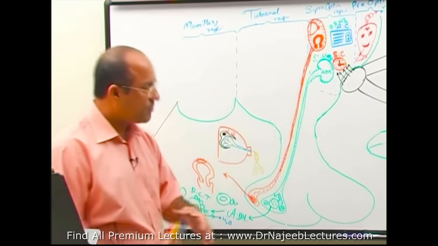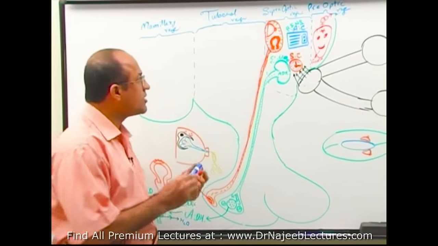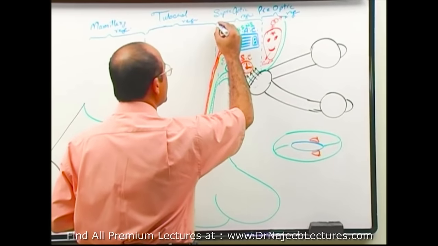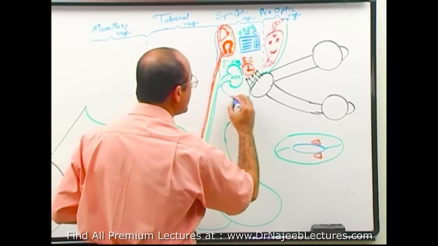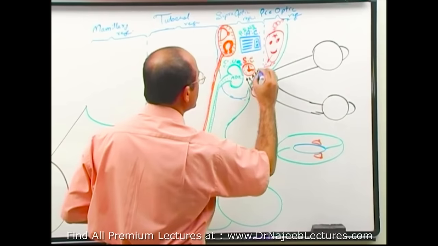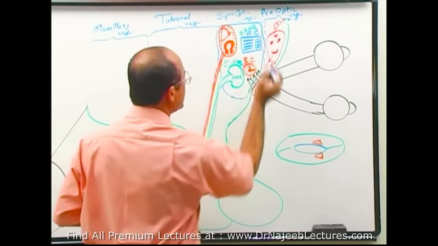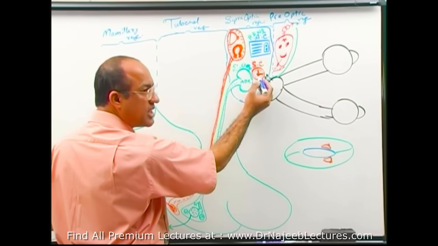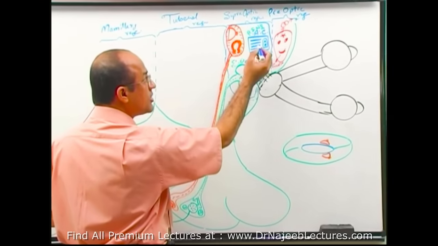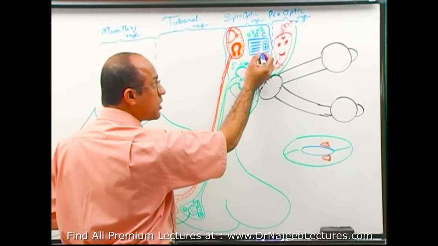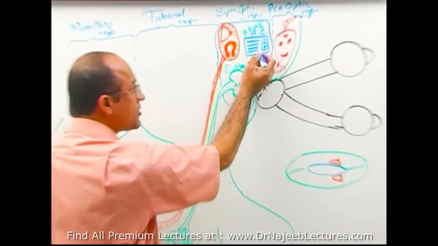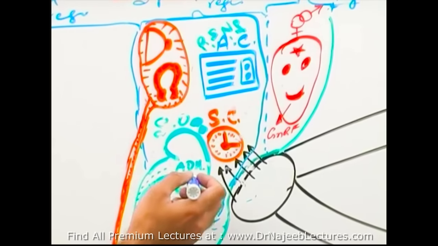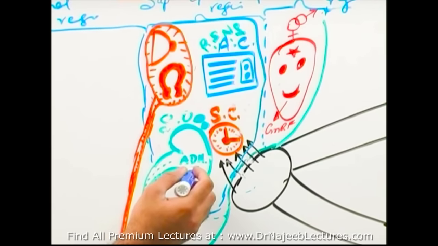Right. So how many nuclei have we discussed in this region? What is this region? Supraoptic region. Right. Number one, suprachiasmatic, concerned with the circadian rhythm. Anterior hypothalamic nucleus, concerned with temperature regulation and the parasympathetic nervous system. Supraoptic nucleus, concerned mainly with ADH.